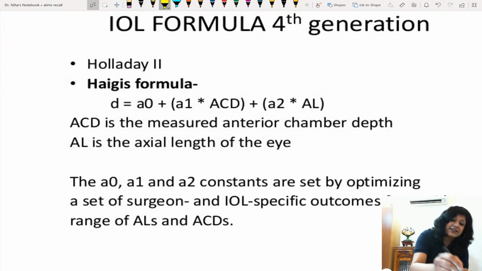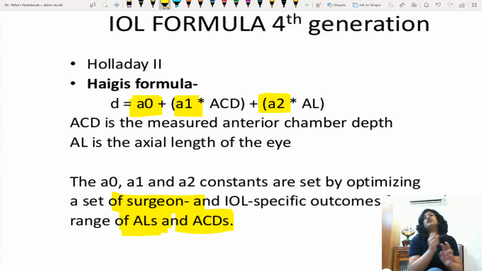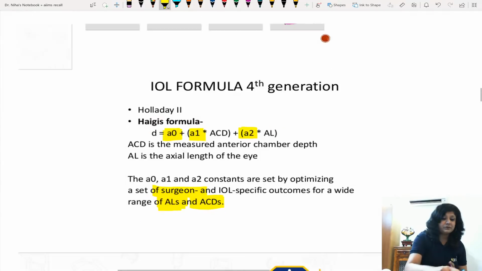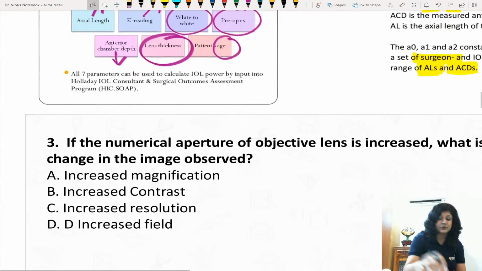Again, let us revise it. We have A0, then we have A1, and we have A2. So these are the constants which are the surgeon's factor, along with the axial length and the anterior chamber depth. So these three constants are important, and including these three constants, we have got other individual factors also that are considered in the Haigis formula. Okay, so now moving to the next one.